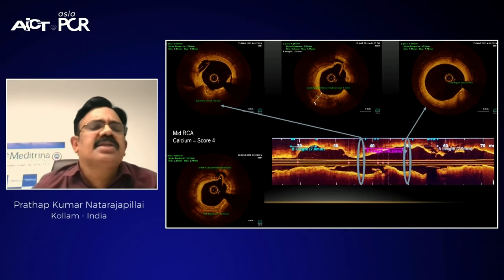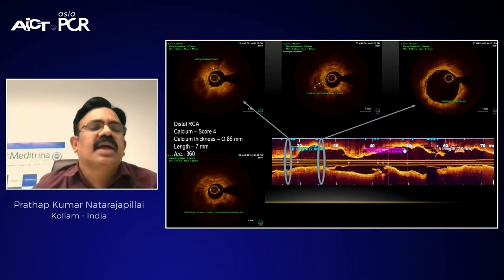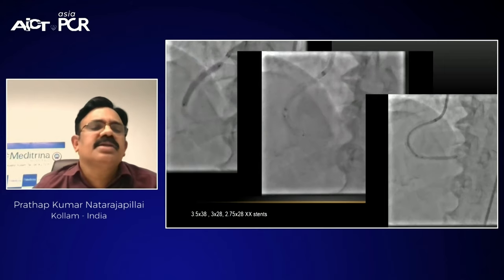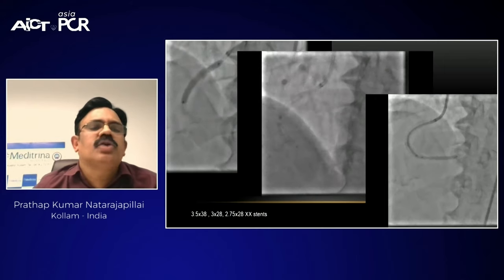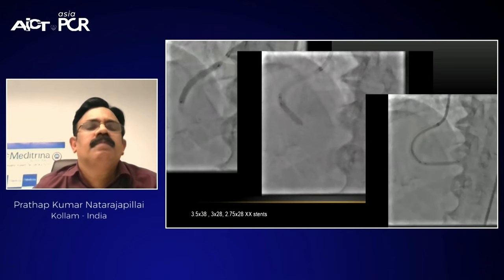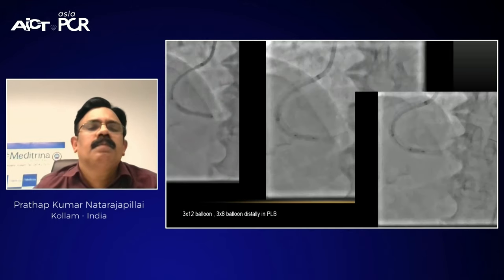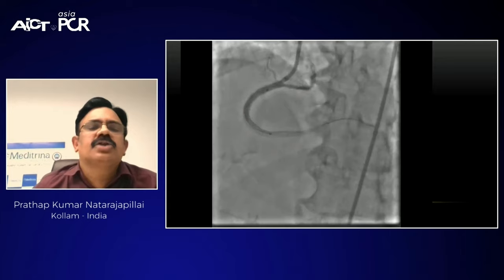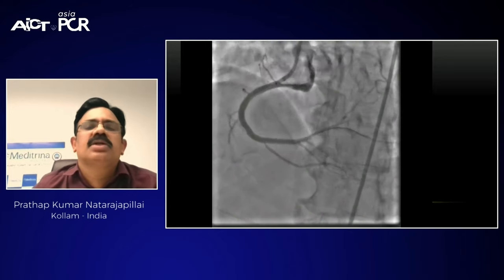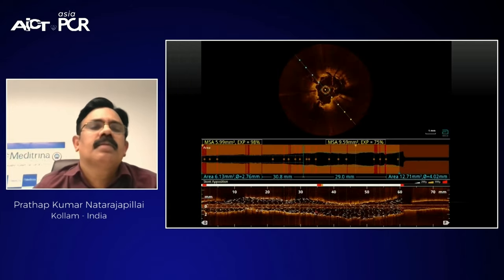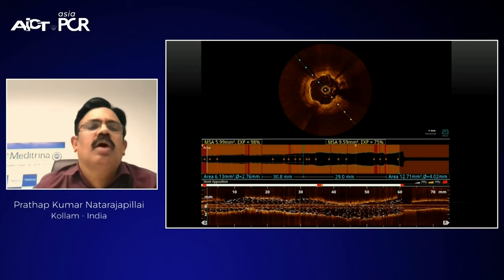So we can see the mid-RCA also has the same calcium score of 4. Distal RCA is the same calcium score. We did 3 stents, 3.5, 3 and 2.75. Post-dilatation, we did an OCT again. Well apposed throughout.